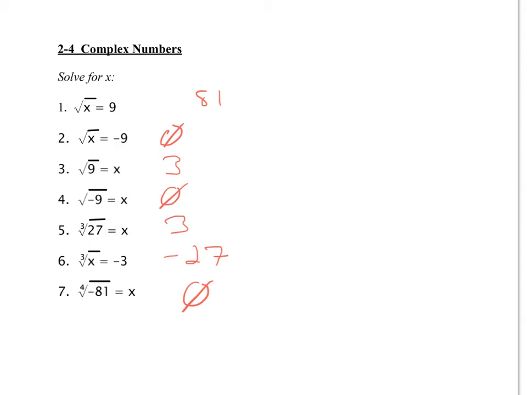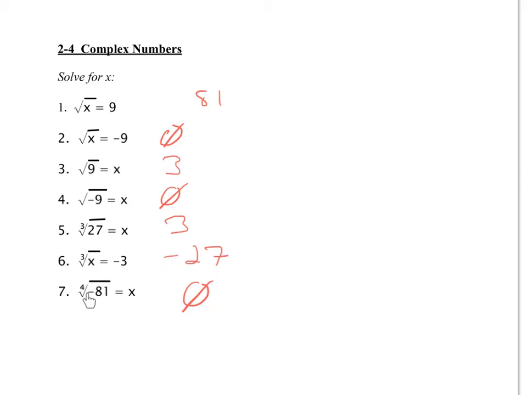Example 5 here, the third root now. The third root of 27 is 3 because 3 to the third power is 27. The third root of x is equal to negative 3. Well, yes, we can take the third root of a negative number and have a negative answer because it's an odd root. So therefore, this answer is negative 27.